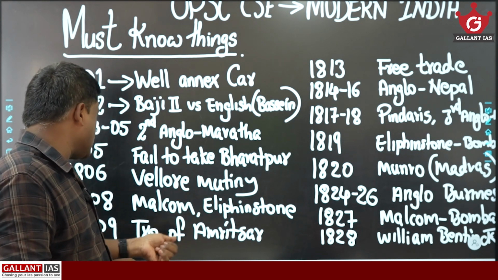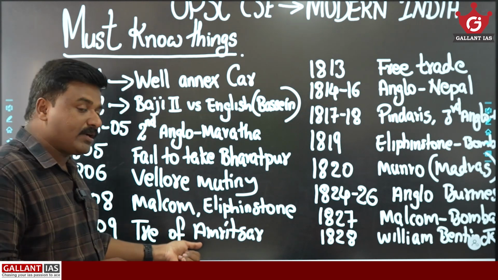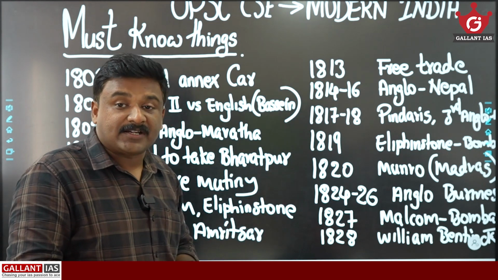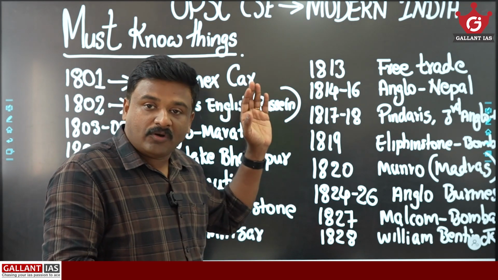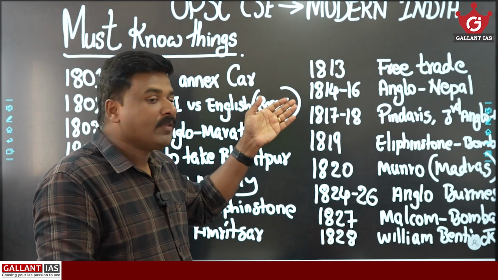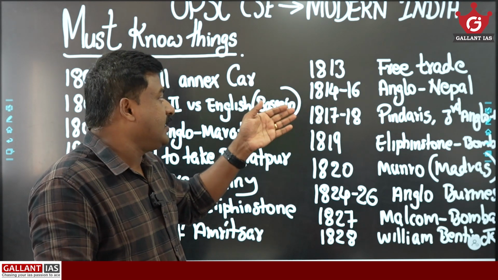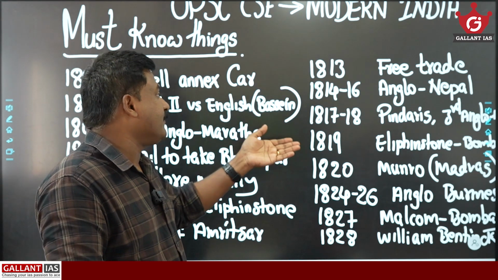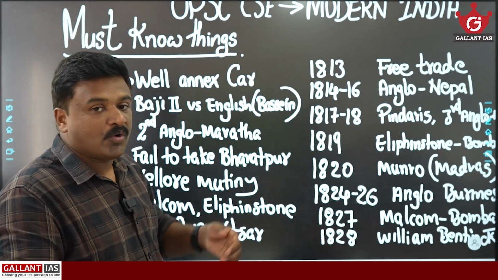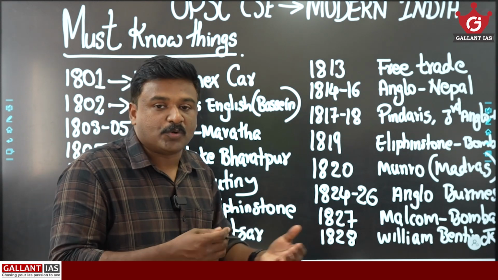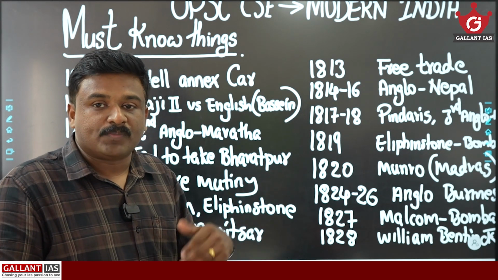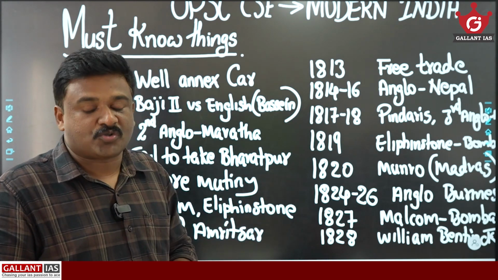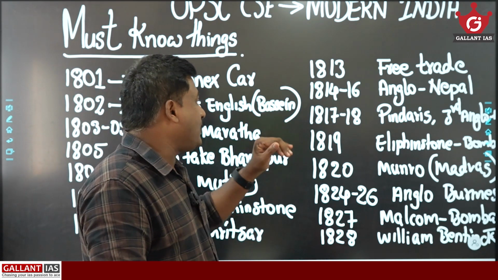Then 1809, Treaty of Amritsar between the British and Ranjit Singh. Then 1813, there is the Charter Act of 1813, which for the first time introduced free trade in India and partially ended the monopoly of the company. Also, 1 lakh rupees for the promotion of education of learned natives of India. 1814 to 16, Anglo-Nepal War, due to territorial disputes between the Nepali kingdom and the British East India Company. Also, the intention was to get access to trans-Himalayan trade routes.